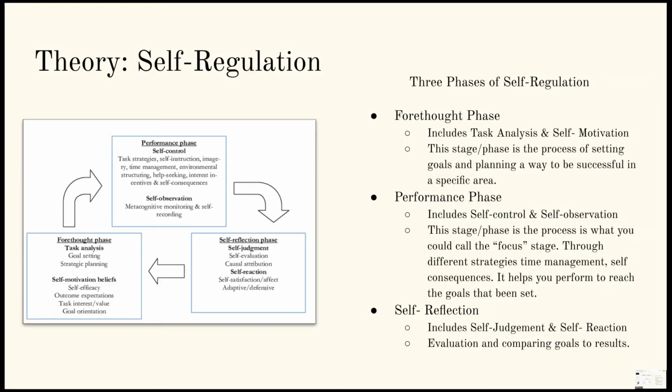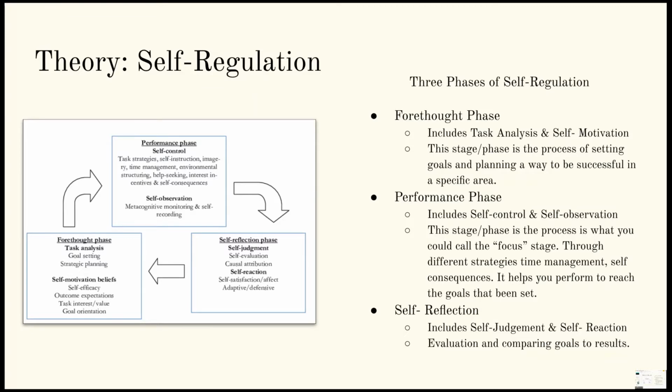First we have the forethought phase. This includes task analysis and self-motivation. In this stage, it is the process of setting goals and planning a way to be successful in a specific area. We can think of this phase almost as goal planning. Basically for individuals, every year, every day, you have a goal that you're trying to reach. So I guess we can see that as the forethought phase.